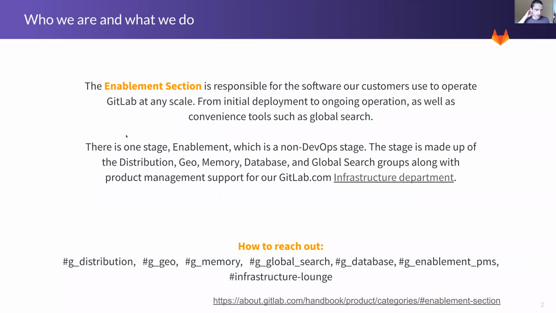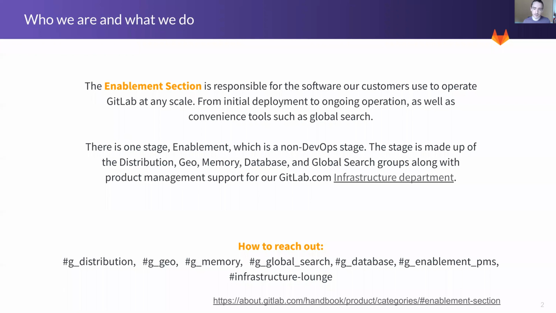First off, a really quick introduction on who we are in case folks aren't familiar. The Enablement section is a bit different than the other sections at GitLab in that we aren't as focused on user-facing features. We do have global search as part of the section, which is looking to help users find what they are seeking in the product across all of our features. But for the rest of the groups, we're focused on making sure that the operational aspects of GitLab are fantastic.